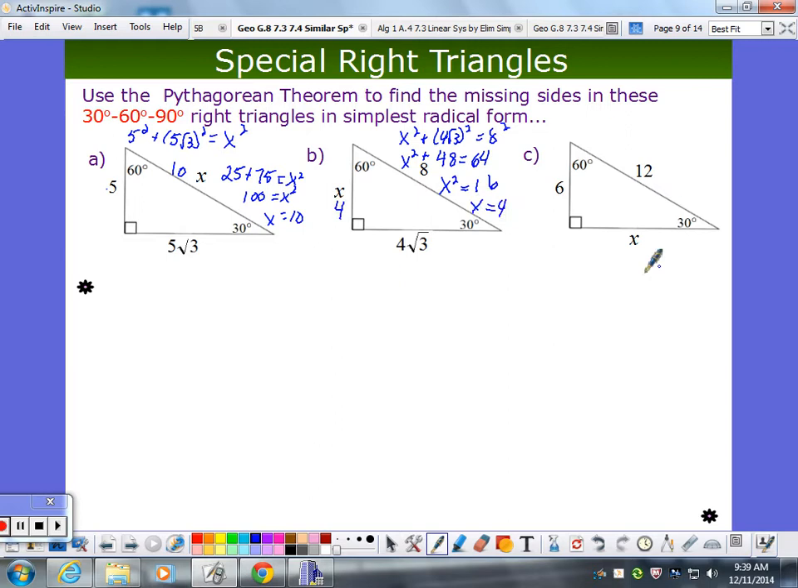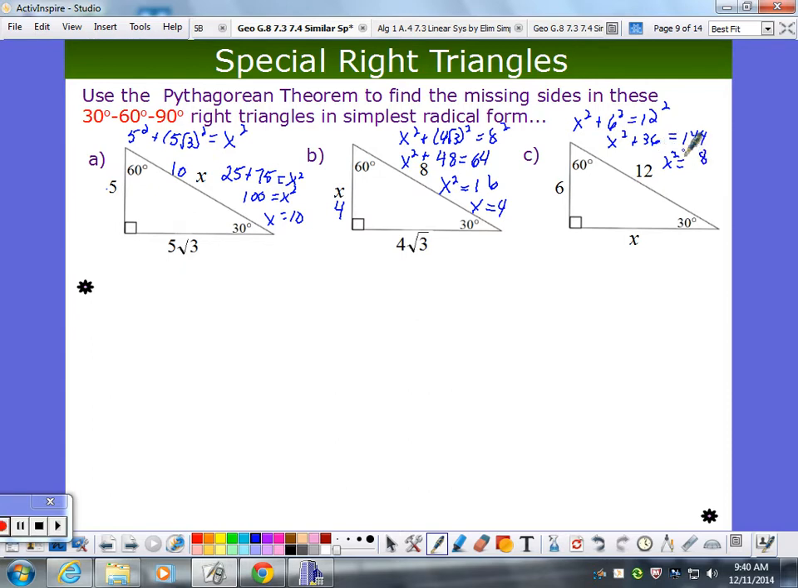And let's see what we got going here. x squared plus 6 squared is 12 squared. x squared plus 36 is 144. Oh, okay, x squared equals 144 minus 36. Alright, and 10. What are we?